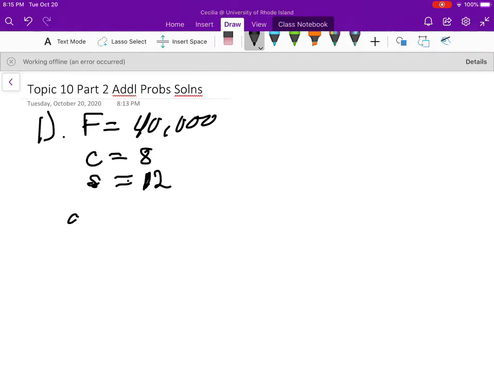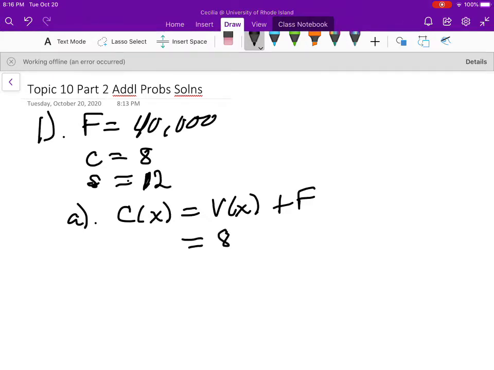We're told to find the cost function in part A. So for this, we're going to put together the variable part of the cost and the fixed part of the cost. The variable part of the cost is going to be coming from the cost per unit times the number of units. So for this, we're going to say it's the 8x. And then we're going to add to that the fixed cost of $40,000. This is our cost function.